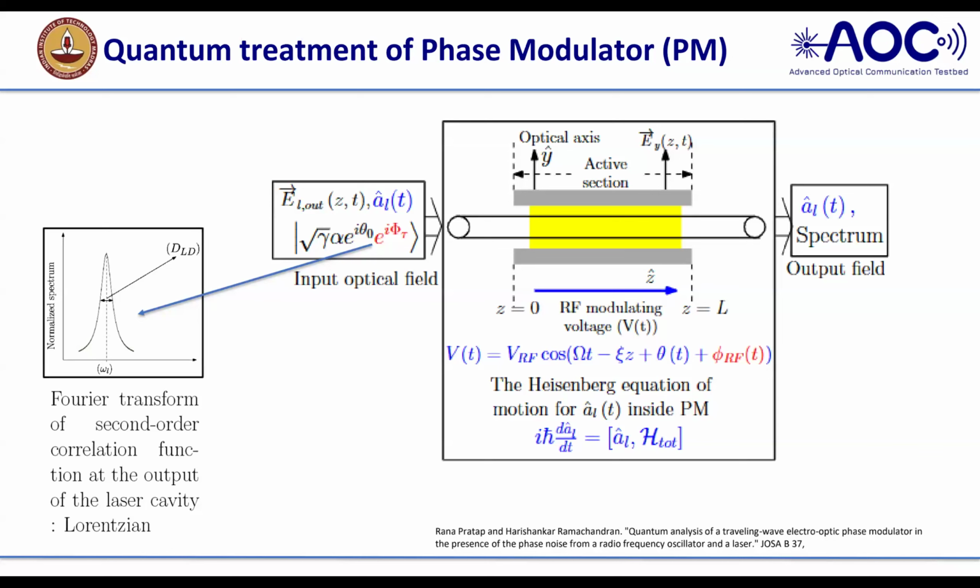Our aim is that I give my field operator, and I want to see how this field operator evolves inside the phase modulator, what the final field operator will be, and what my photon statistics at the output will be. Similarly, we will see the spectrum. So that is the important thing: you have the field operator as input, and what will be my output if you give the phase noise at the laser and the phase noise in the case of the RF.